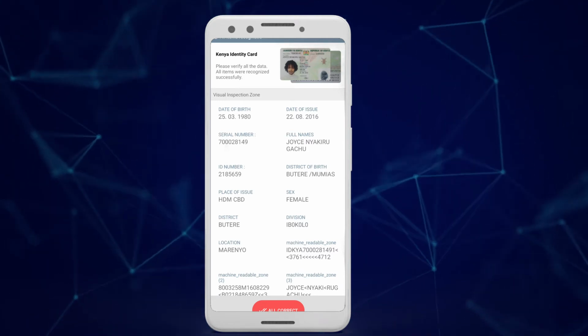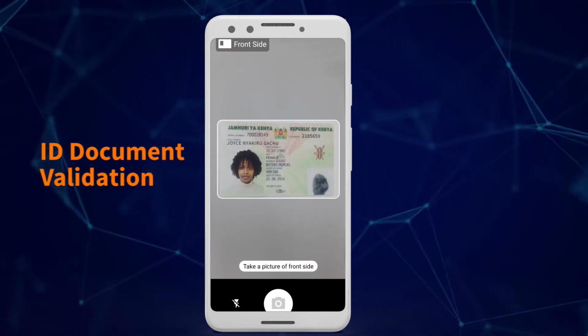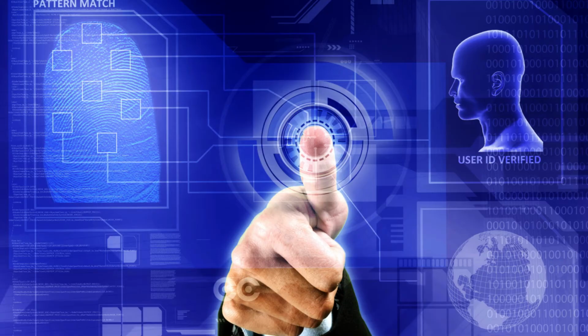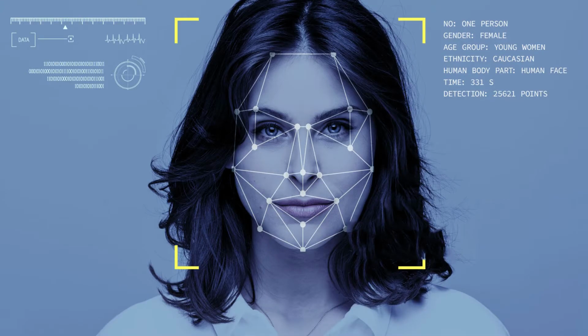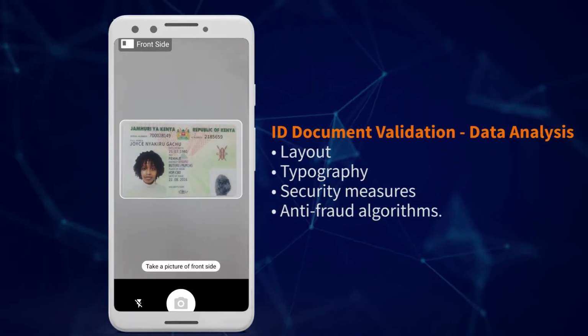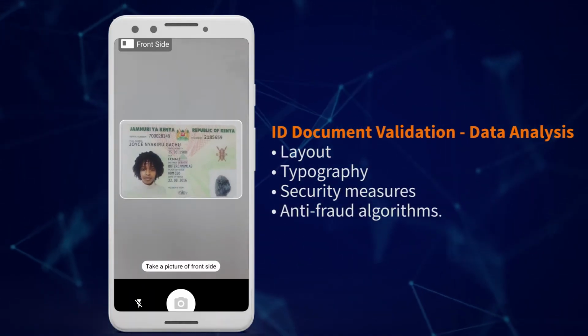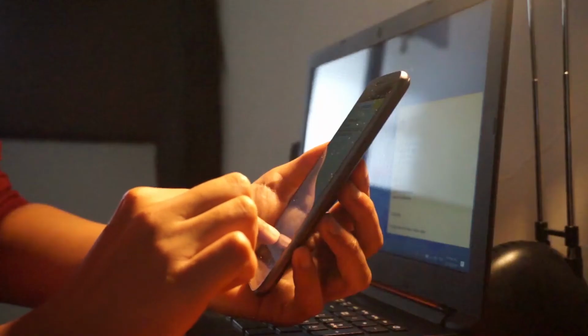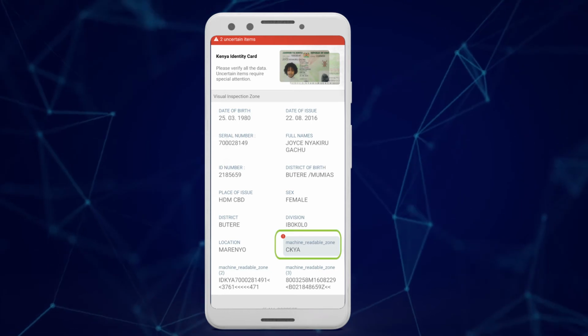Step 2, ID document validation. From the captured ID document image, we apply the same data analysis used in national population registration systems to assess its correctness. This is done by assessing layout, typography, security measures, and anti-fraud algorithms. The customer is immediately notified if there is low confidence in any field.